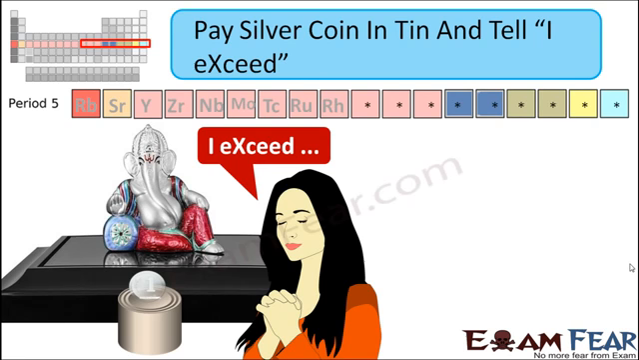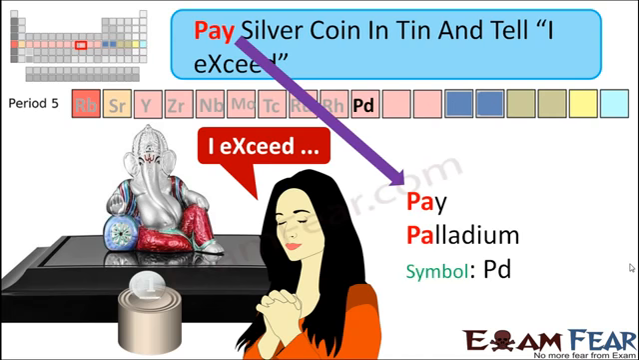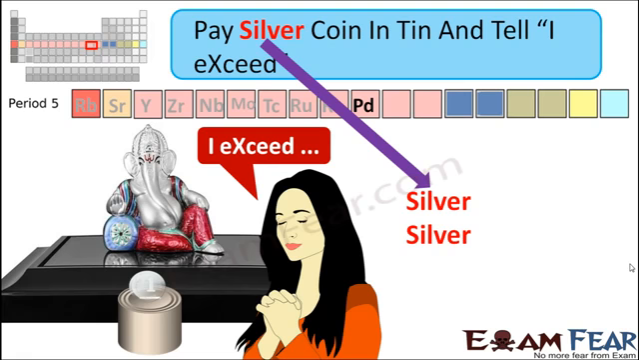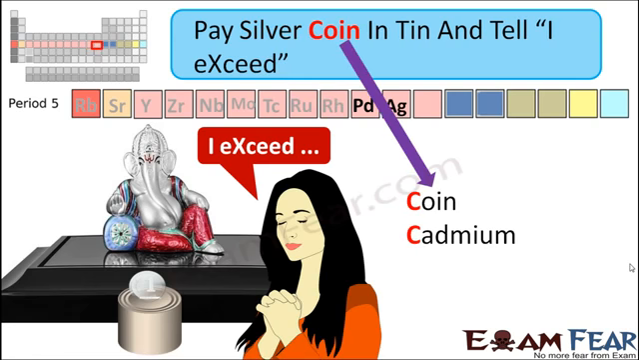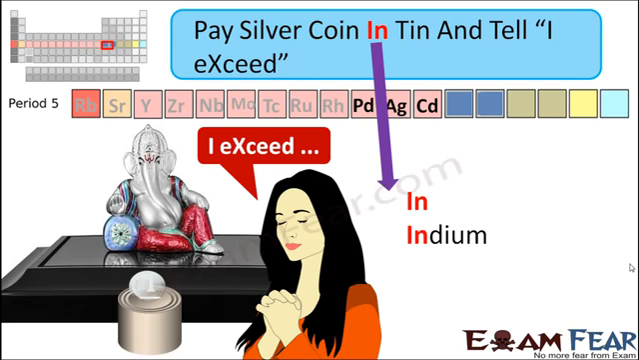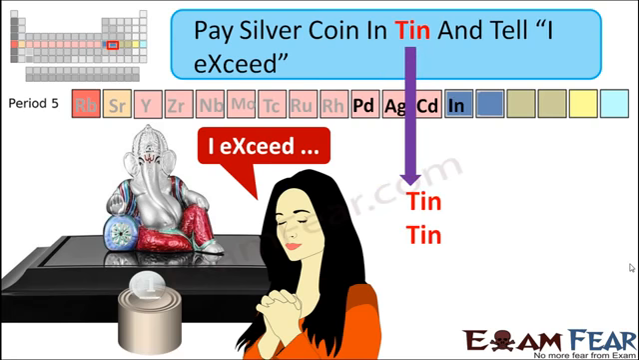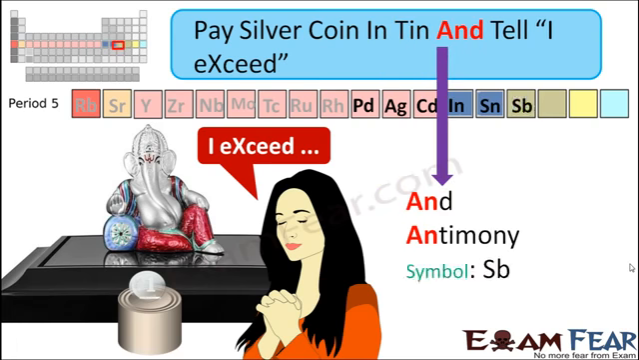So here your memory tip would be pay silver coin in tin and tell I exceed. So here Pay reminds of palladium. Silver is, of course, silver. However, the symbol for silver is Ag. Coin reminds of cadmium. In reminds of indium. Tin is tin again. And is antimony. So you have an in and, you also have an in antimony. So and reminds us of antimony, but the symbol for antimony is Sb.